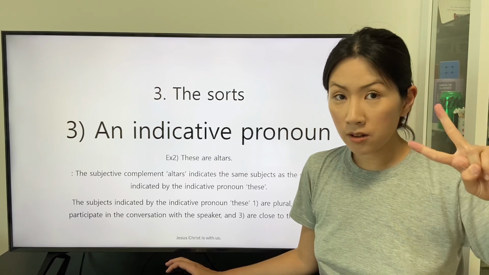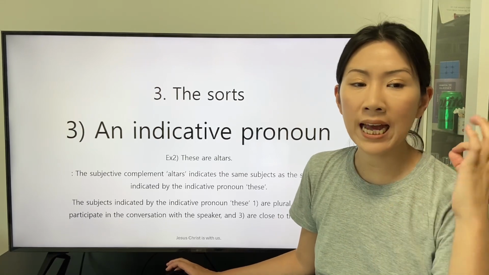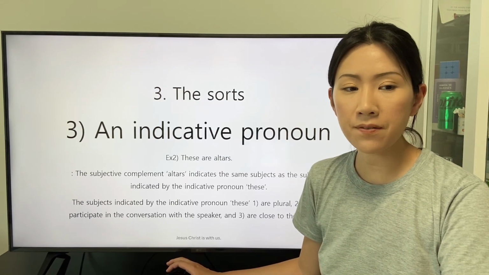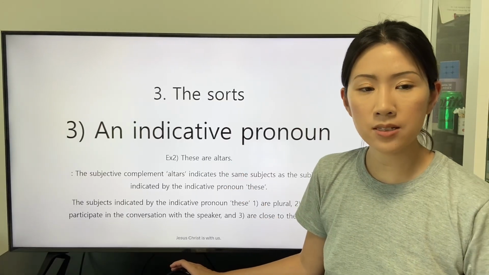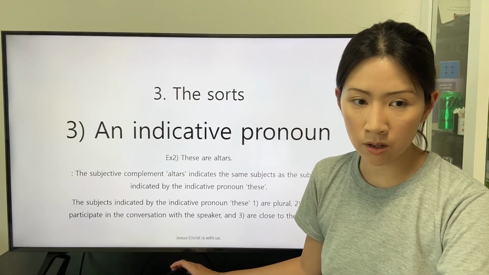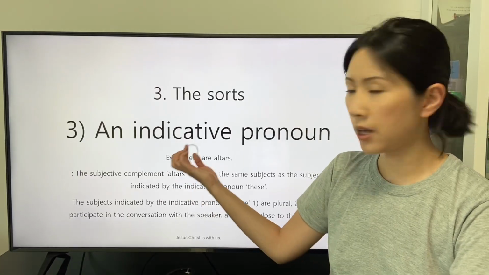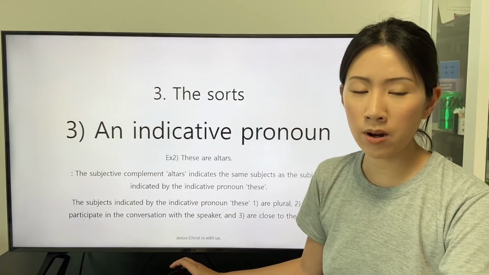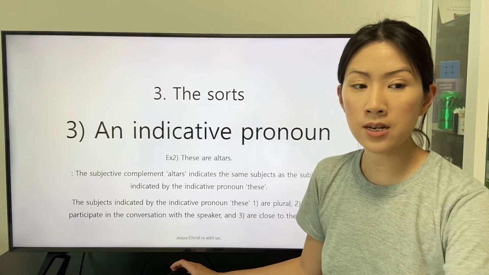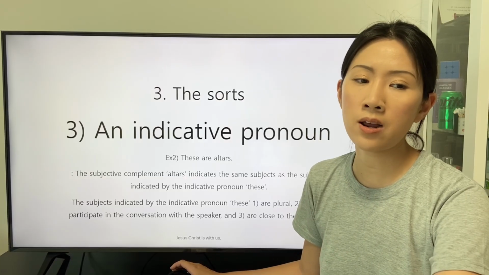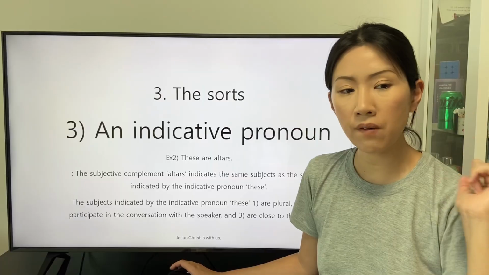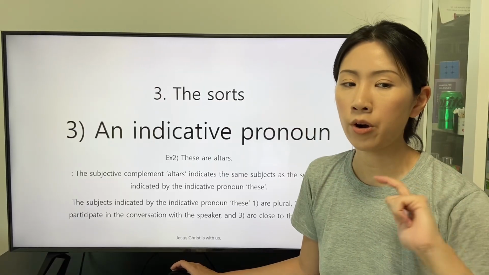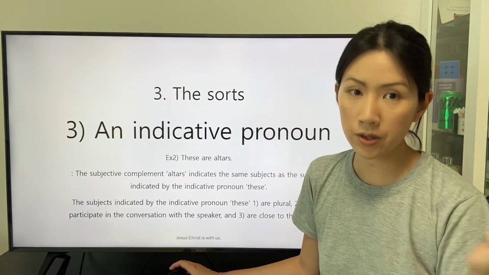There is the second example. These are altars. The subjective complement altars indicate the same subject as the subject indicated by the indicative pronoun these. The subject indicated by the indicative pronoun these are plural, do not participate in the conversation with the speaker, and are close to the speaker.